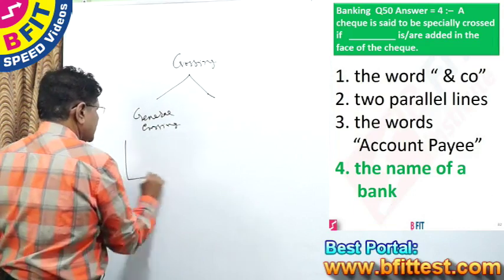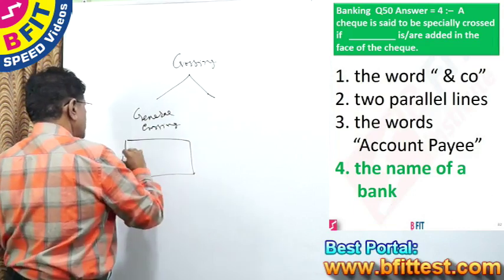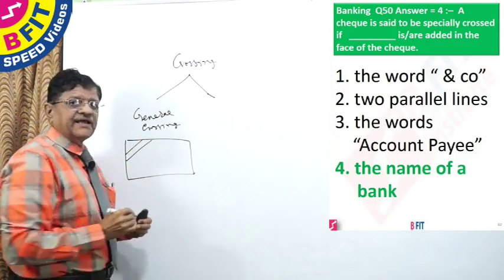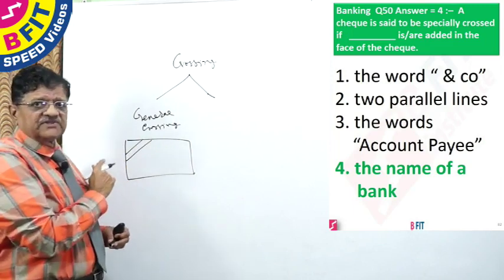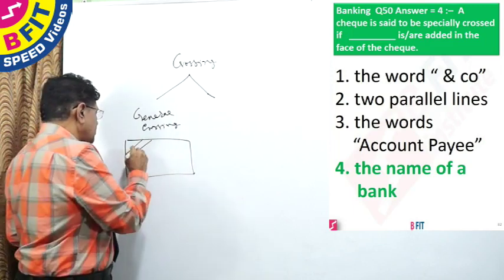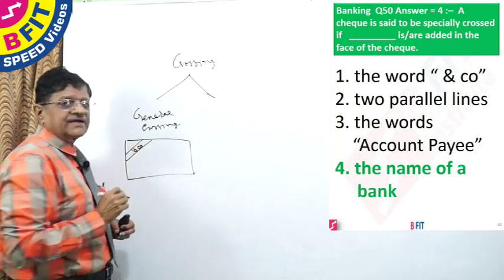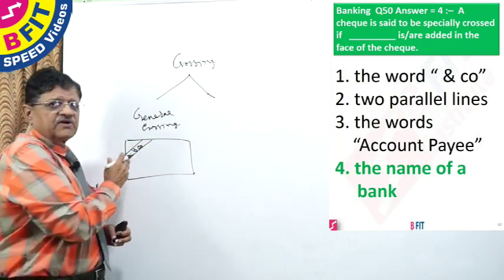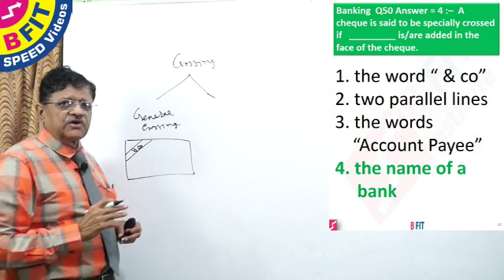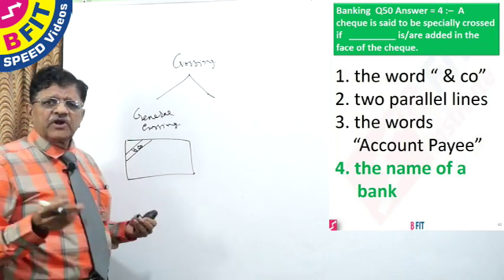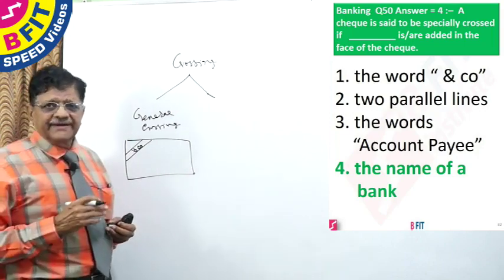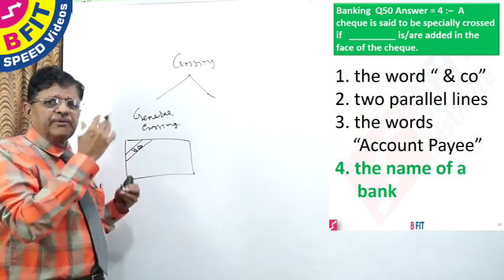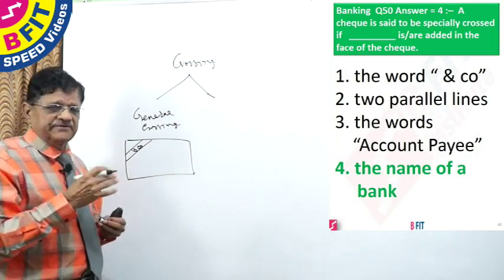What do you do in general crossing? This is the check. You add two parallel transverse lines on the face of the check with or without the words "& Co." That is what exactly the law says. You can add the words "& Co.", or if you don't add the words also, it does not matter. Nowadays people don't add "& Co." It has become old hat. Only very old people may simply add it because of habit.